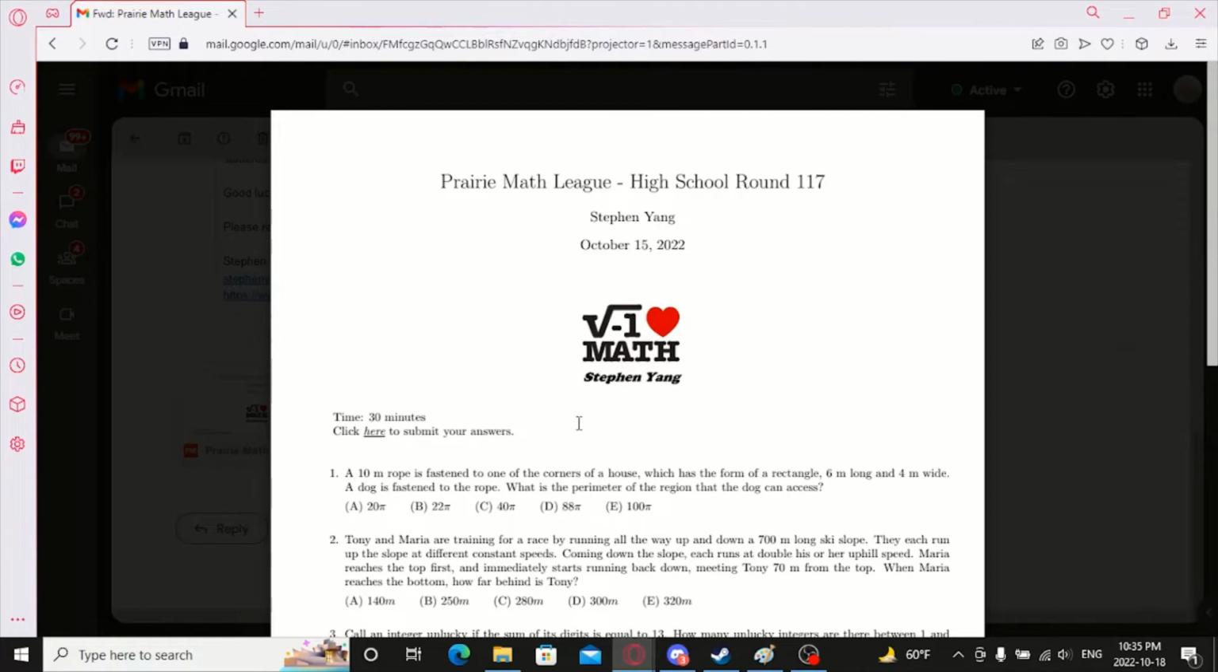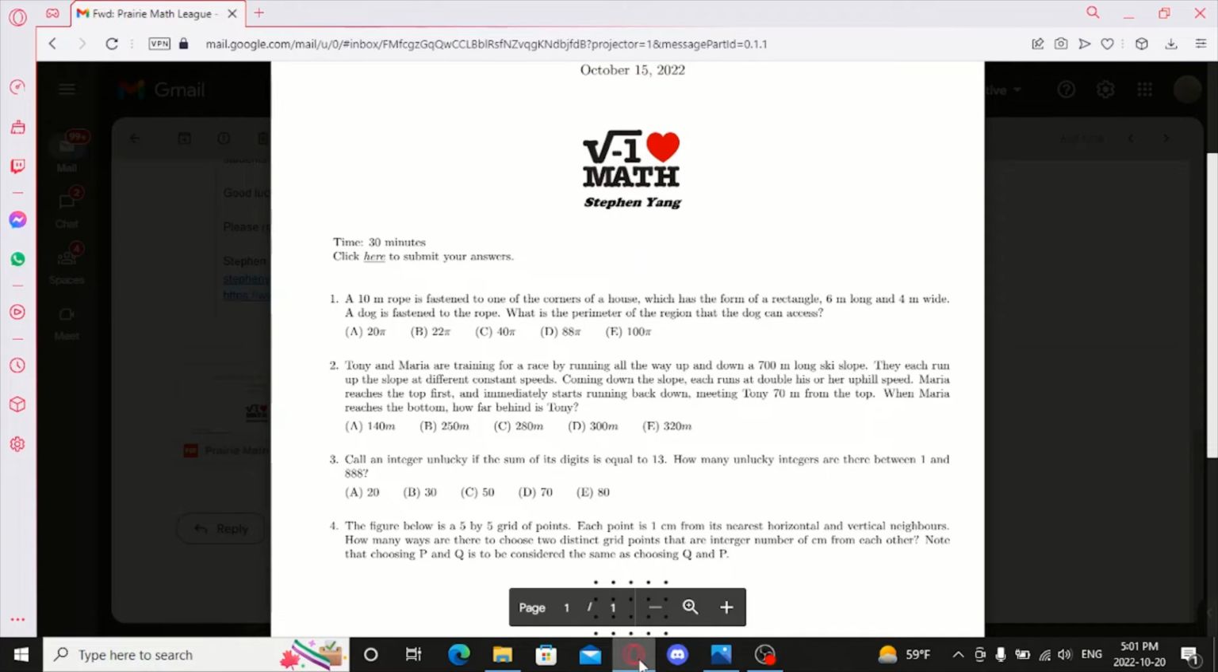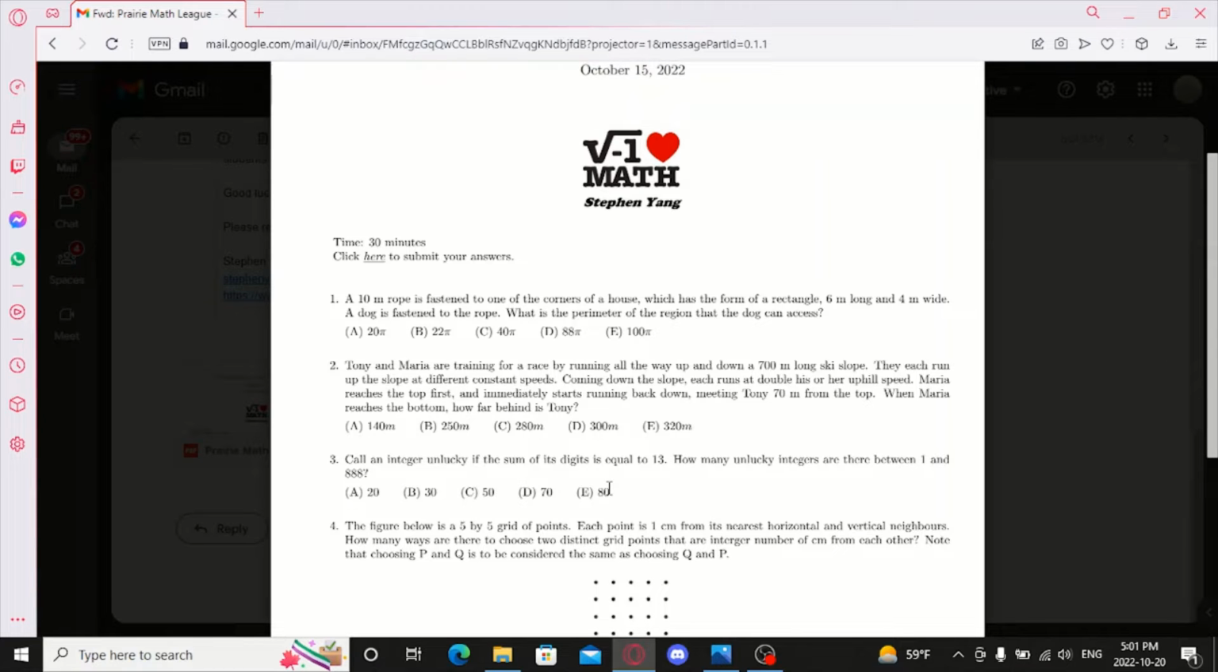We'll be discussing the Prairie Math League High School Round 117. Questions 1 through 2. A 10-meter rope is fastened to one of the corners of a house, which has the form of a rectangle, 6 meters long and 4 meters wide. A dog is fastened to the rope. What is the perimeter of the region that the dog can access?